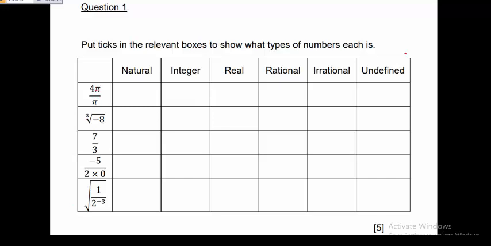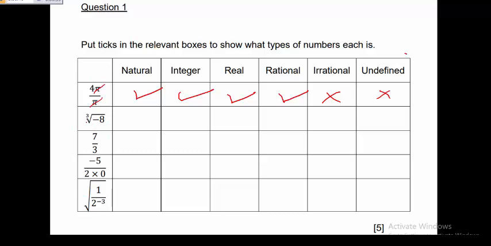This is easy. I'm not even going to rewrite it. So 4 pi divided by pi, the pi cancels, so you have your 4. 4 is a natural number. It's also an integer, a real number, and a rational number. However, it is not an irrational number or undefined. So we are done with the first one.